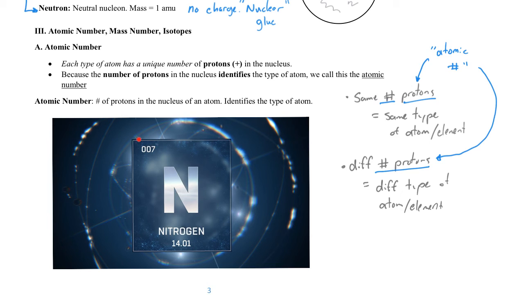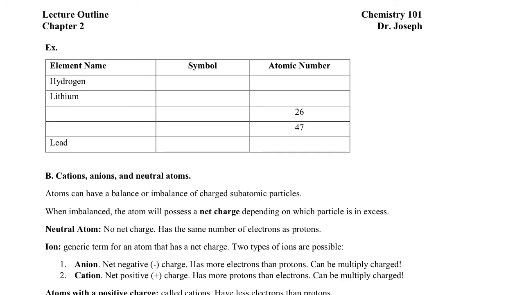Let's go to the next page and take a look at some examples of that. In this table, I have various element names and a place for their symbol and atomic number. Some of this information is missing. Let's see if we can figure out what the missing spaces are. Let me show you the first example, and then you'll have a chance to pause the video and try a few yourself. So first, we see the element name hydrogen.